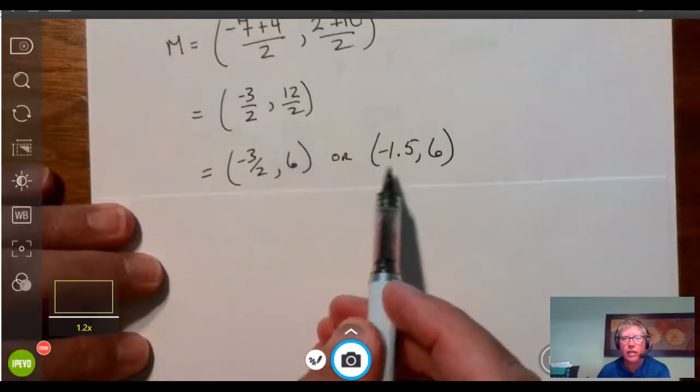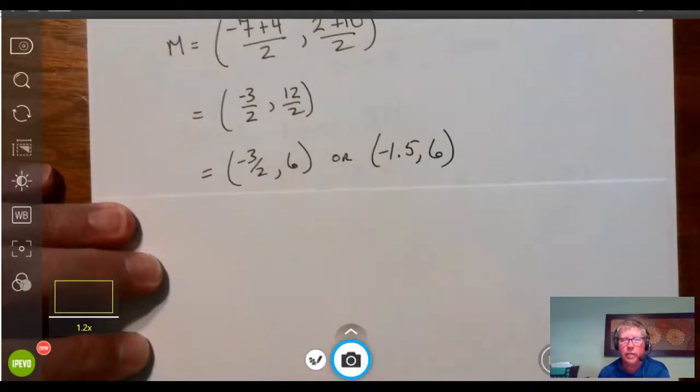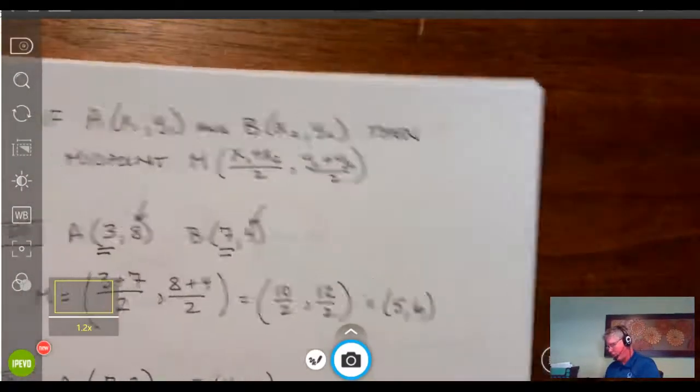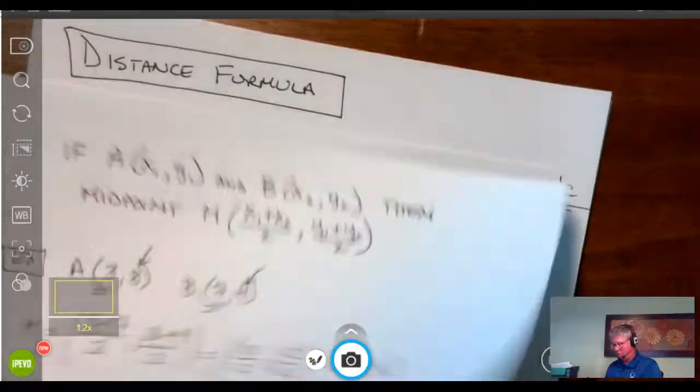And let's say you have a calculator and you've done this. Negative 1.5 is probably what your calculator is going to kick out. Those are both beautiful. That's it. That's how you find the midpoint. All right, we have one more thing to talk about, and that is the distance formula.